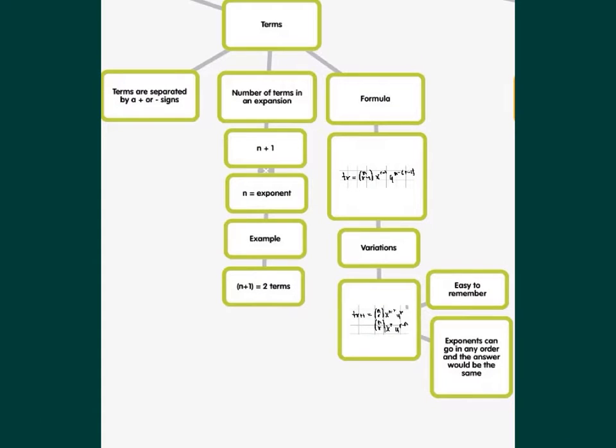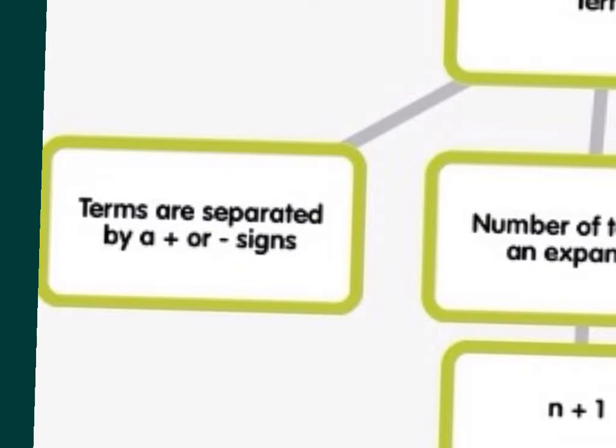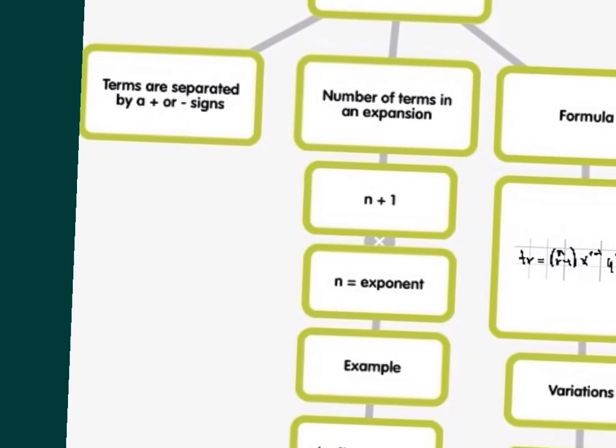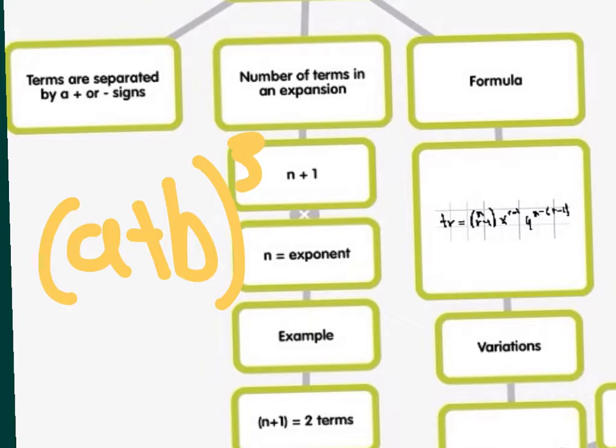Let's continue with the terms. Firstly, how do you know what is a term? Terms are always separated by a plus or minus. So, the number of terms in an expansion. Let's say that we have the following expansion: (a + b) to the power of 3. Using this as an example, we know that n would be equal to 3. So n plus 1 will be equal to 4, according to this formula.